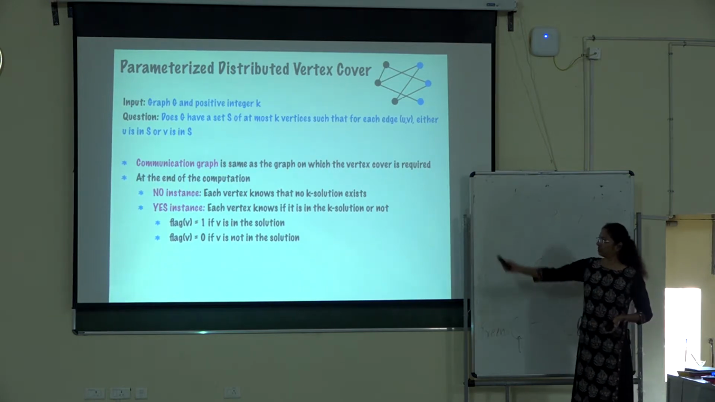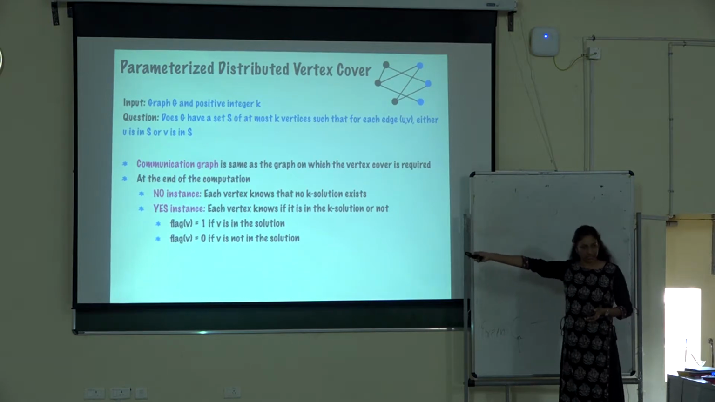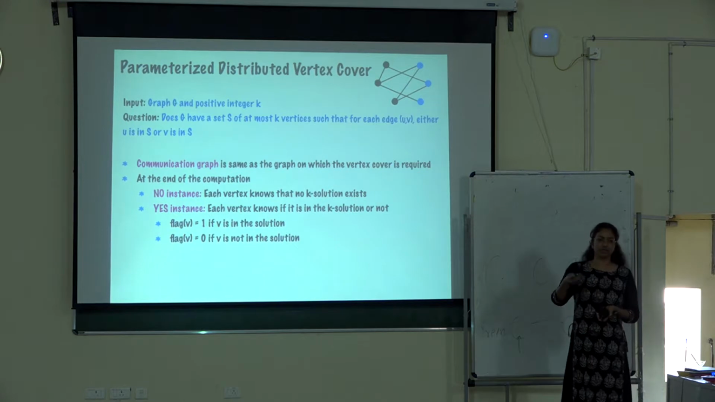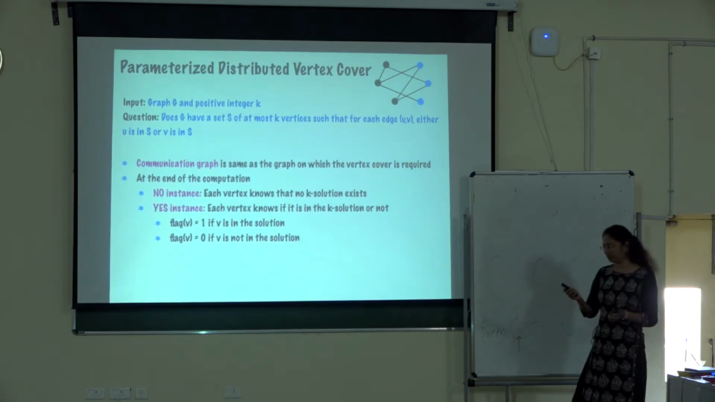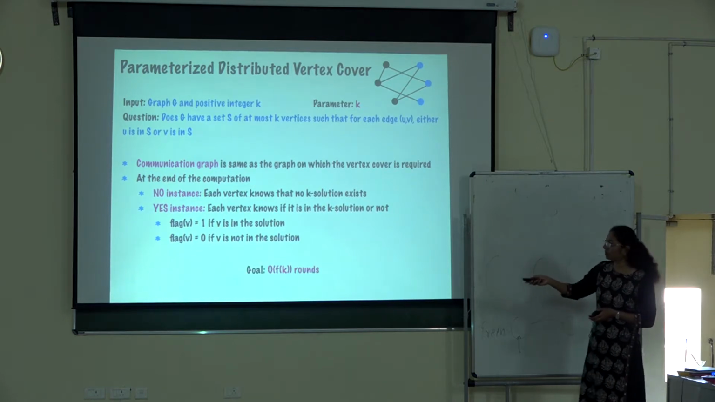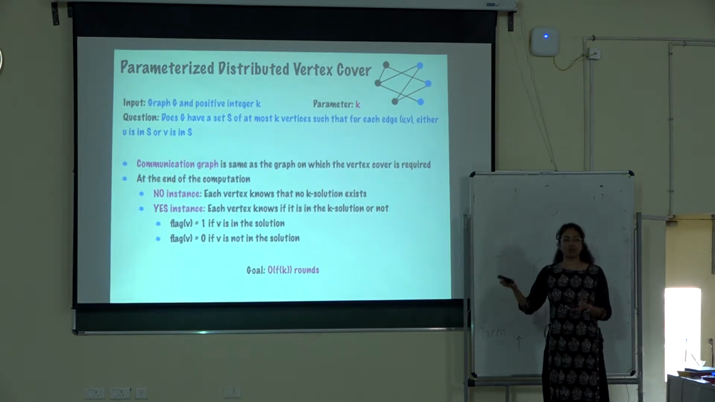Okay. So I hope what we require at the end of the algorithm is clear. Every vertex should know if it is in the vertex cover or not, or if there is no vertex cover, that information also every vertex should know at the end of the computation. Okay. And the parameter I said is k. So we hope to get an order f of k round complexity.